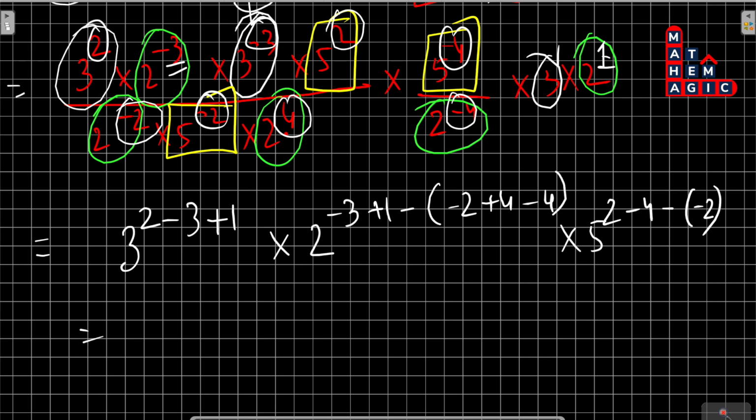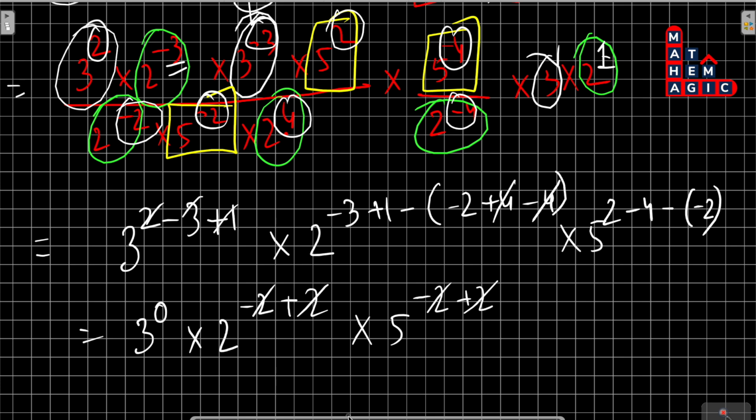Okay, let's now calculate, and the sum is almost done. So it's 2 minus 3 is minus 1, and then plus 1, so all cancelled out. Basically this is 3 to the power 0. And then for 2 it's minus 3 plus 1, it's minus 2, then minus of, we are getting here plus 4 minus 4 cancelled out, so it's basically minus 2, minus of minus 2 will be plus 2, so these 2 also are cancelled out. And now for 5, it's 2 minus 4 is minus 2, then minus of minus 2 is plus 2, they are also cancelled out.